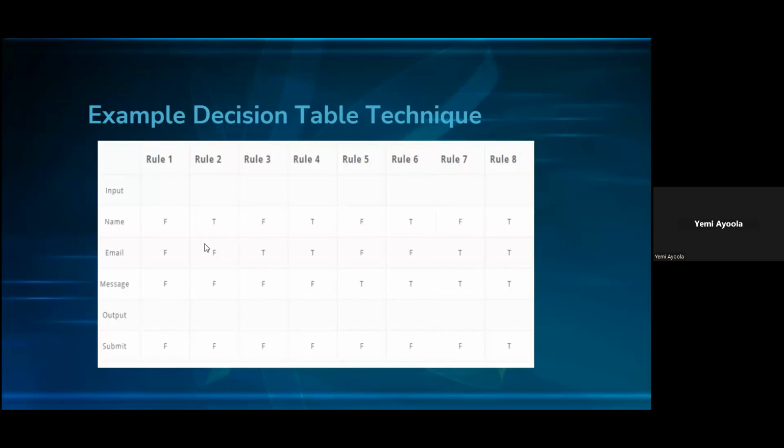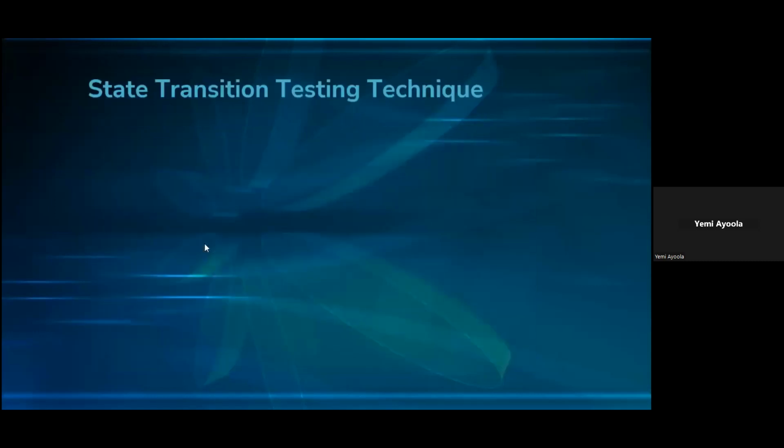That is it. True. And that gives me enable my submit button, and that comes to true. That's an example of you testing edge case for decision table technique. That takes us to state transition testing technique.